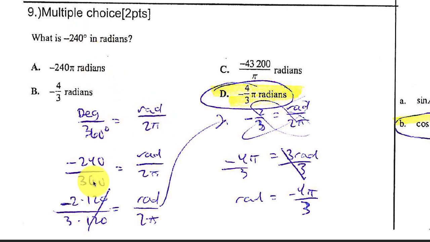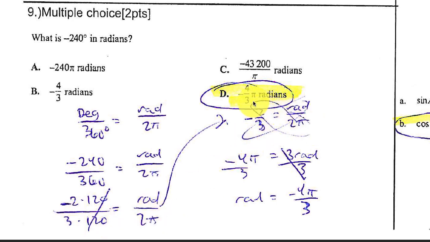They give you 240 degrees, put it there. Find the greatest common factor, which is negative 2 times 120 equals negative 240. 360 is 3 times 120. And remember, if you broke it down by tens, you would have gotten negative 24 over 36. Just keep dividing by 2 if they're both even, or by multiples of 3s or 5s or something like that. So basically, I have negative 2/3 equals radians over 2 pi.